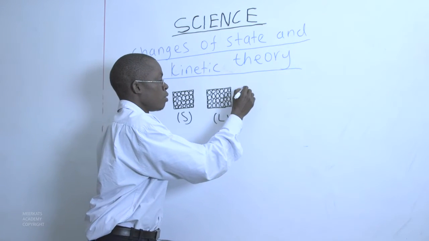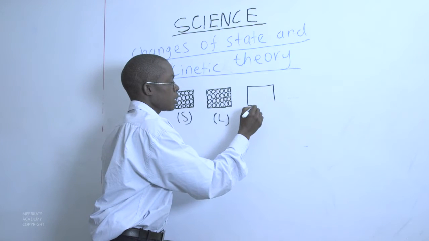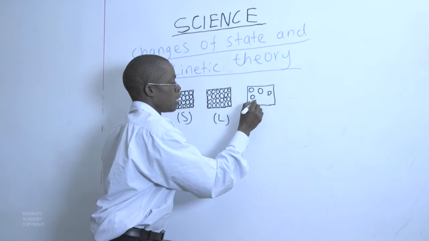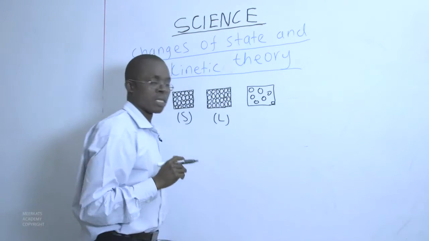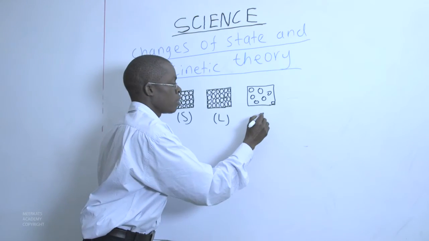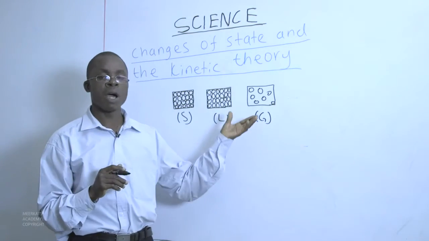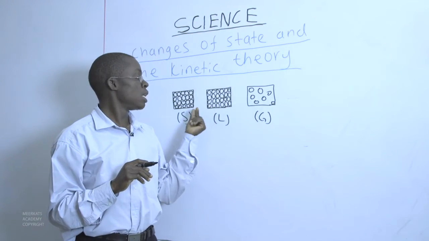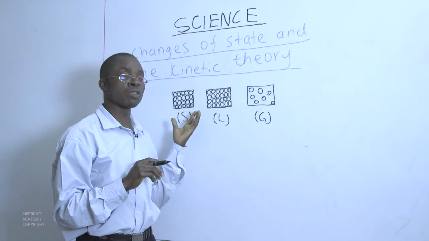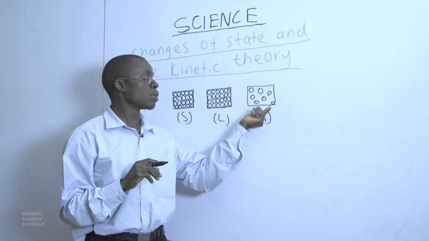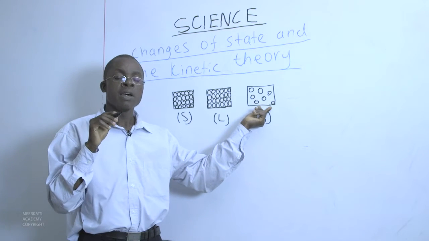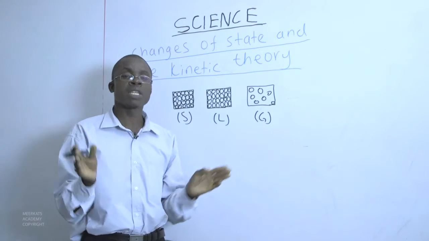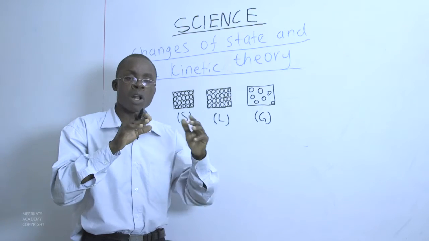The third state of matter is gas, where the particles are far apart. The particles are far apart because the forces holding the particles in liquid and solid were stronger, so the particles were close. But here, the particles are far apart, meaning that the forces are excessively weak, making the particles break away from each other, making them move randomly.